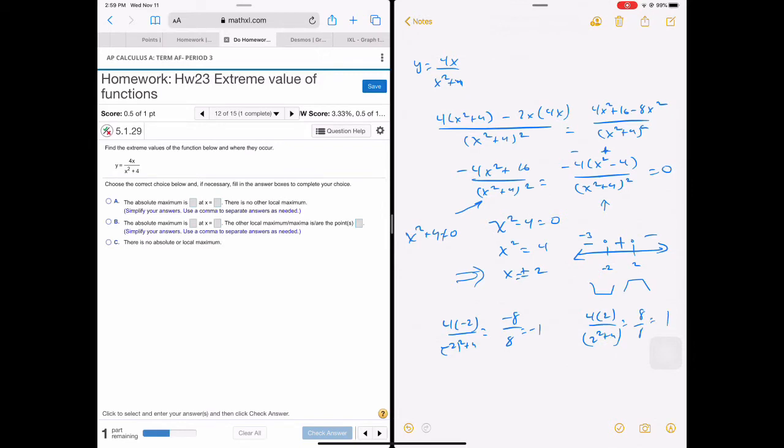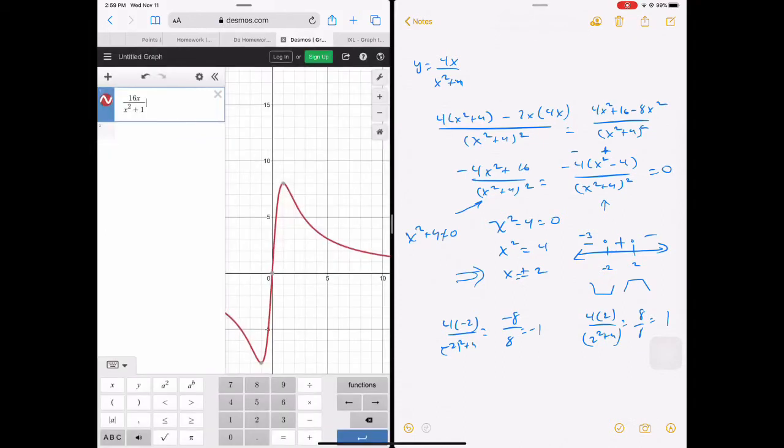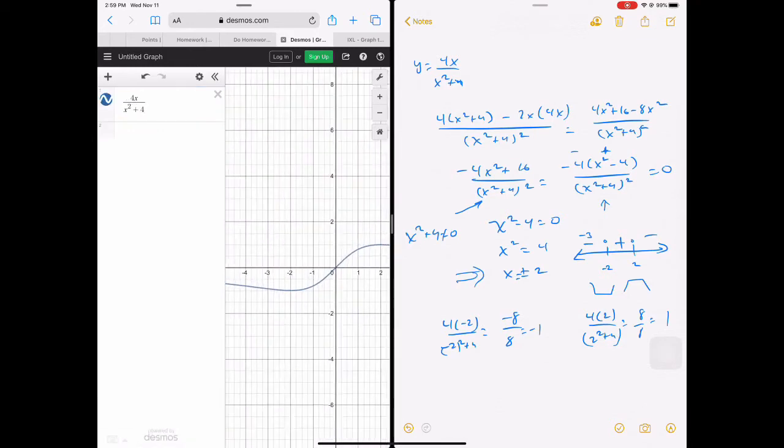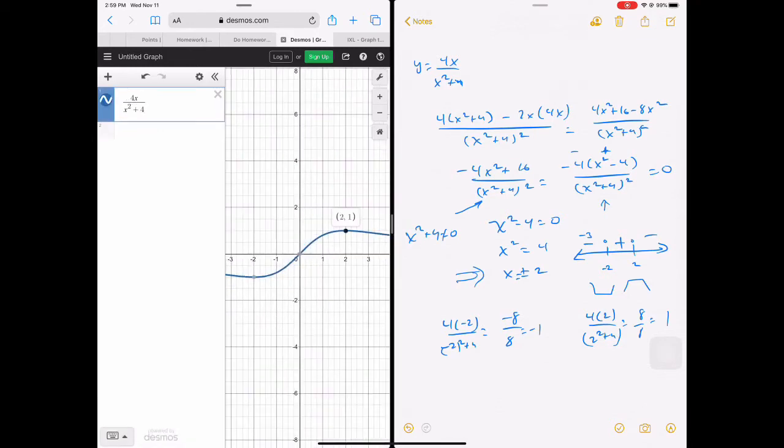Let's take a look at what this graph looks like. We're not supposed to, but let's go ahead and peek at it. We have 4x divided by x squared plus 4. And let's take a look at the graph. You will notice that we do have a max and a min. Oops, this one's 2. Oh yeah, sorry, 2.